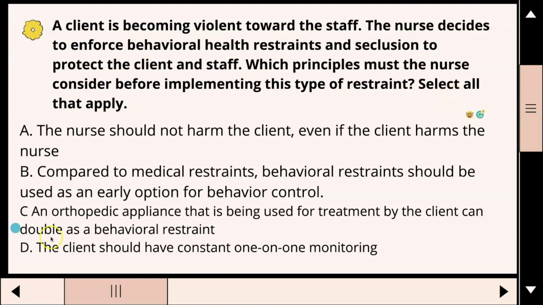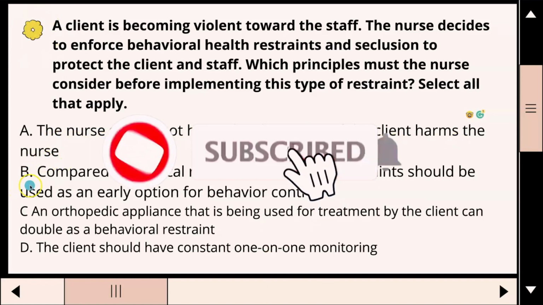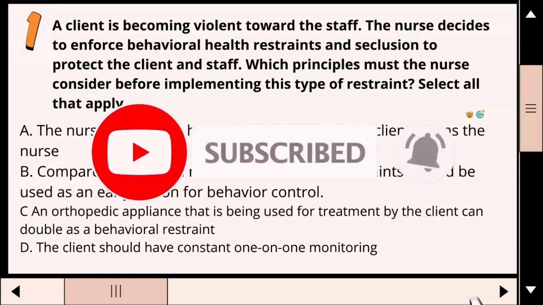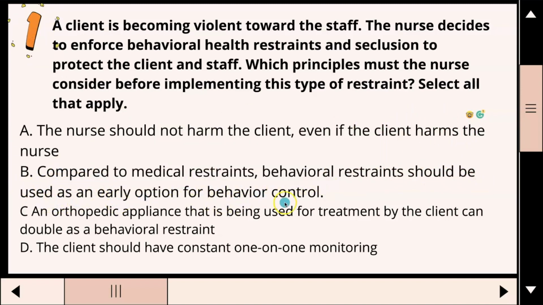What I want you to remember is that seclusion and restraints are always a last resort. It is not punitive. It is not to punish a patient. It is a last resort. It's not something that we jump to. The first answer says the nurse should not harm the client, even if the client harms the nurse. The second response is, compared to medical restraints, behavioral restraints should be used as an early option for behavior control. So remember what I just said, that restraints are a last resort.